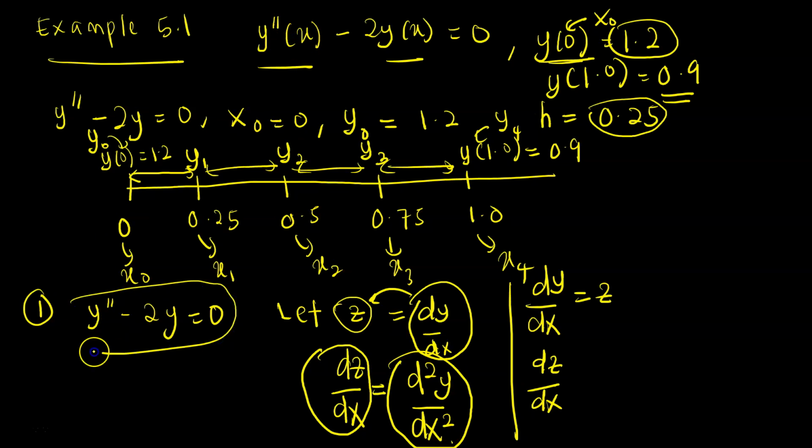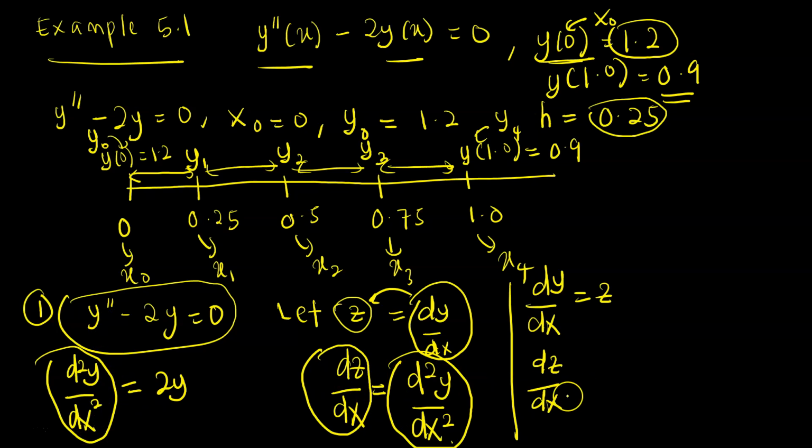That is, if I write this question in terms of this one, I will have the second derivative of y with respect to x equal to 2y. And this one is the same as this one, right? When I substitute the second derivative of y here in this function, I will have my dz/dx equal to 2y. And then class, based on the question, we know x naught equal to 0, and y naught equal to 1.2.